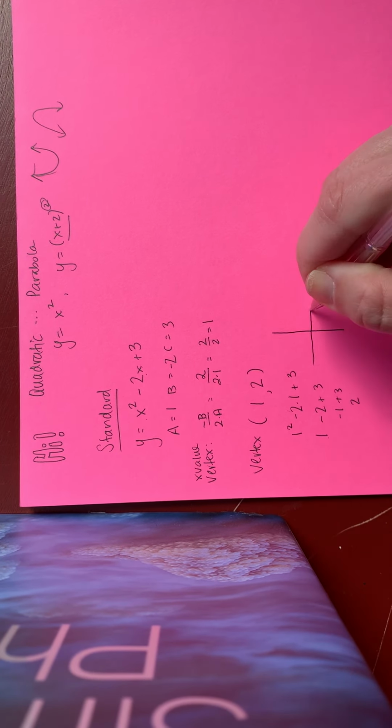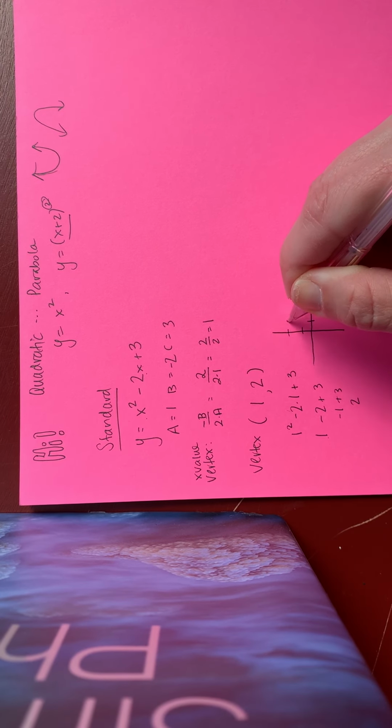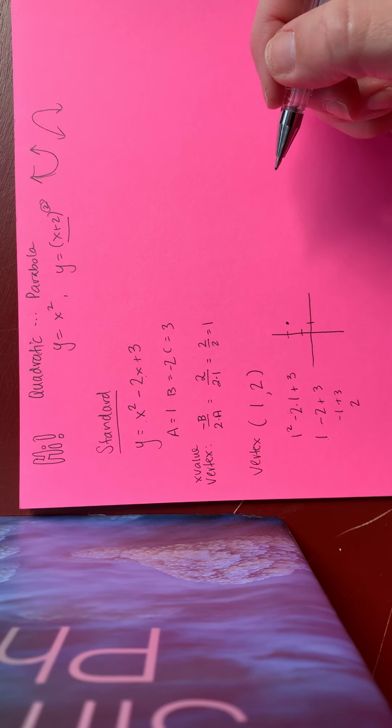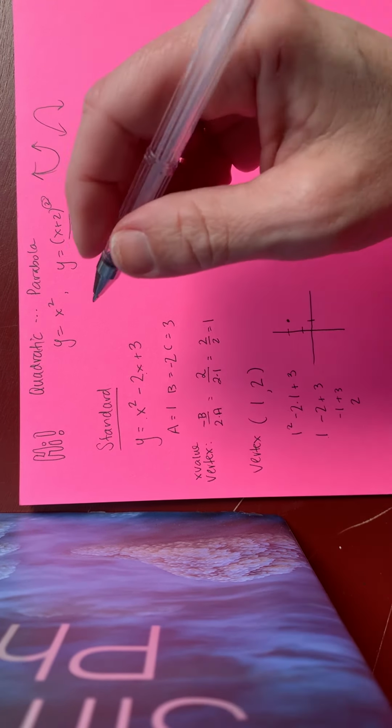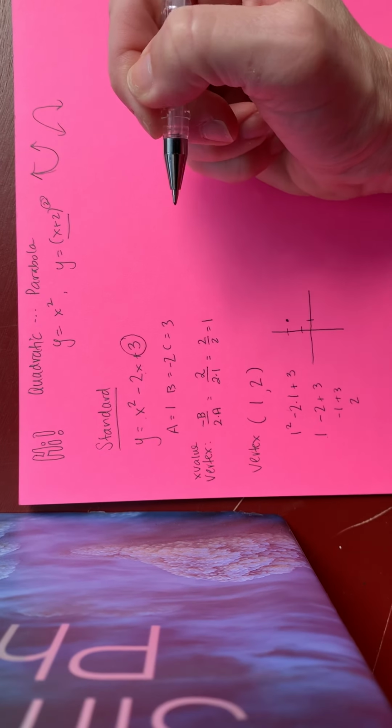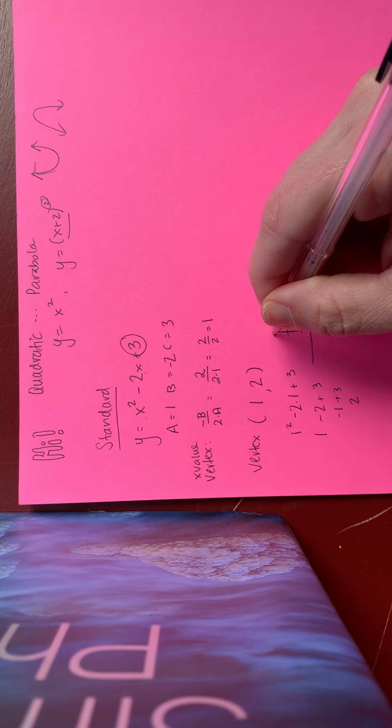I need more than just a vertex to graph it. The vertex only tells me where the maximum or the minimum point is. So for standard form, the other point that I'm going to find is the y-intercept. And in standard form, the y-intercept is that letter c. So my y-intercept is right here.